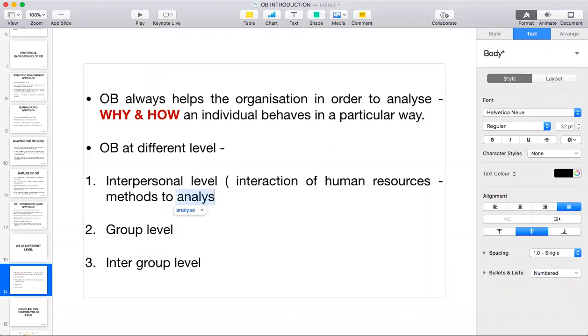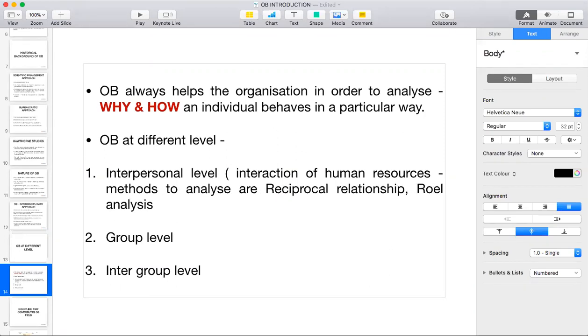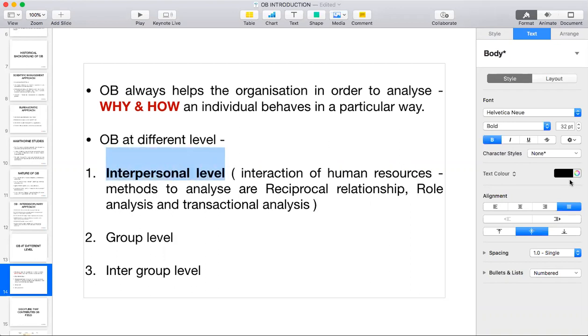These interactions can be studied with the help of the methods to analyze them: the first one is reciprocal relationship, then role analysis, and transactional analysis. These are the few methods with the help of which we can analyze the interpersonal interaction of human resources in the organization.